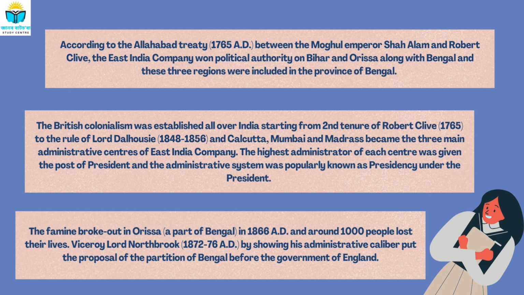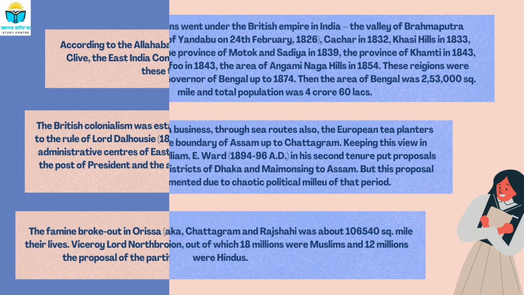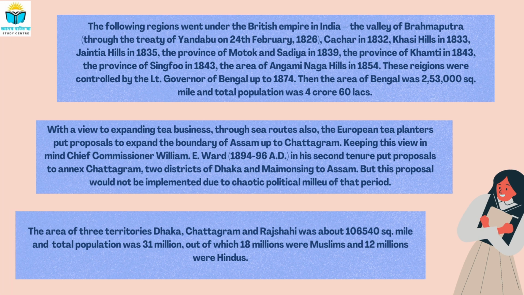The highest administrator of each center was given the post of president, and the administrative system was popularly known as presidency under the president. The famine broke out in Orissa, a part of Bengal, in 1866 AD, and around 1,000 people lost their lives. Viceroy Lord Northbrook, 1872 to 76 AD, by showing his administrative caliber, put the proposal of the partition of Bengal before the government of England.